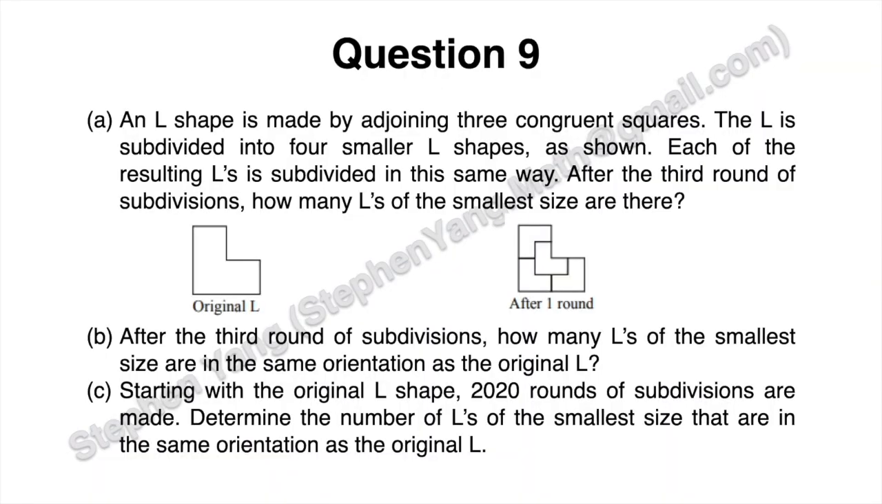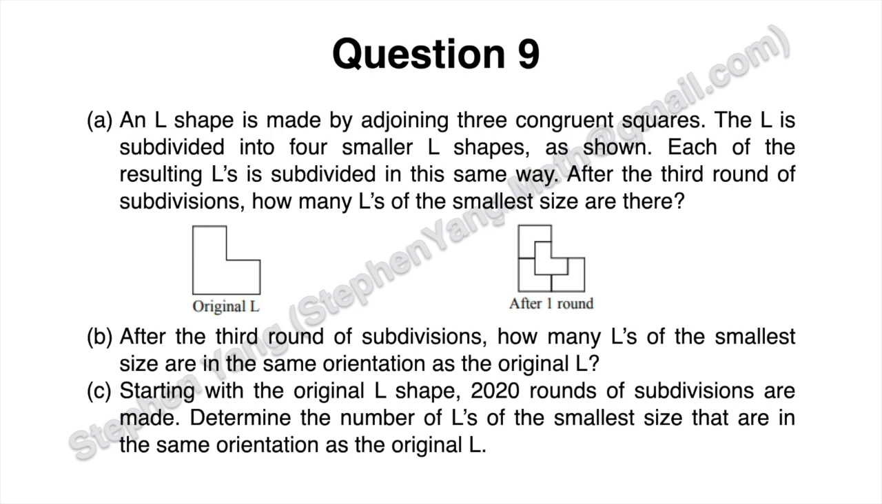Let's get into the question now. So question 9: an L shape is made by adjoining three congruent squares. The L is subdivided into four smaller L shapes as shown. Each of the resulting L's is subdivided in the same way. After the third round of subdivision, how many L's of the smallest size are there?